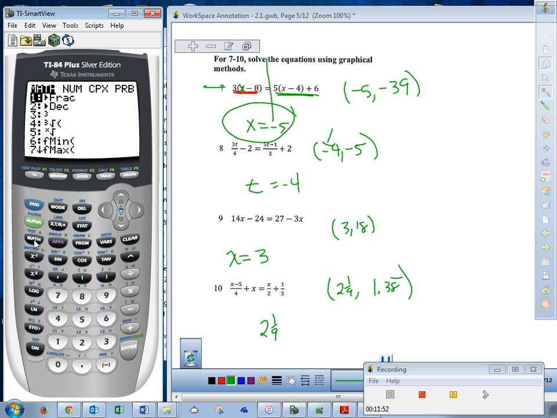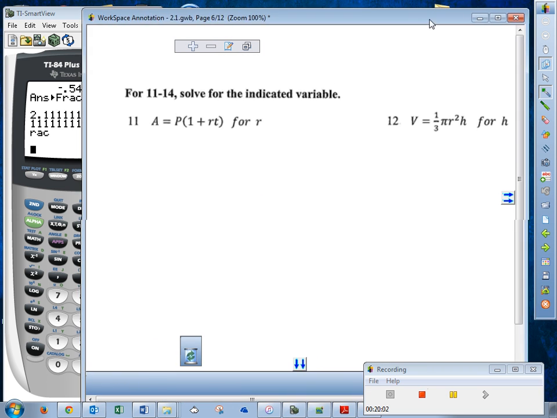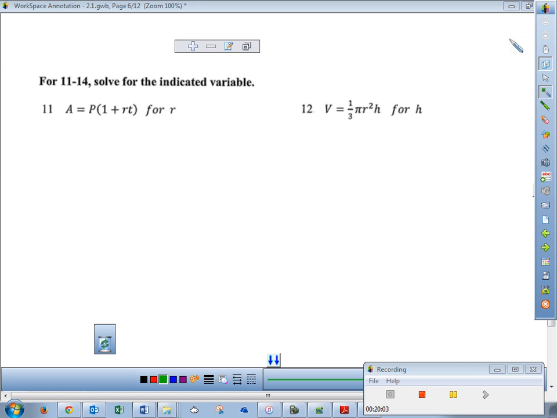Maybe 19/9, which is 2 and 1/9. Cool, because doesn't 9 go into 19 two times, and there's 1 left over. Nice. Solve for the indicated variable. Honestly, something you, as math students, have never been that good at. Get the variable all by itself on one side of the equal sign.